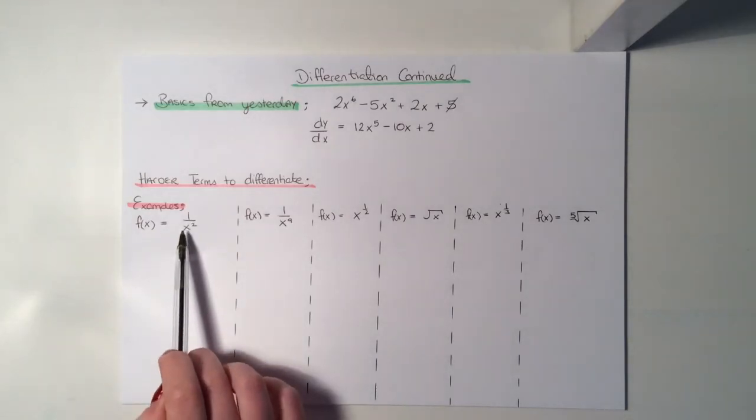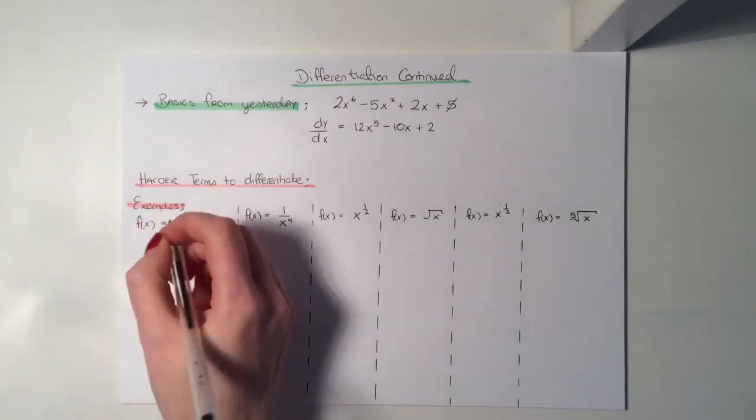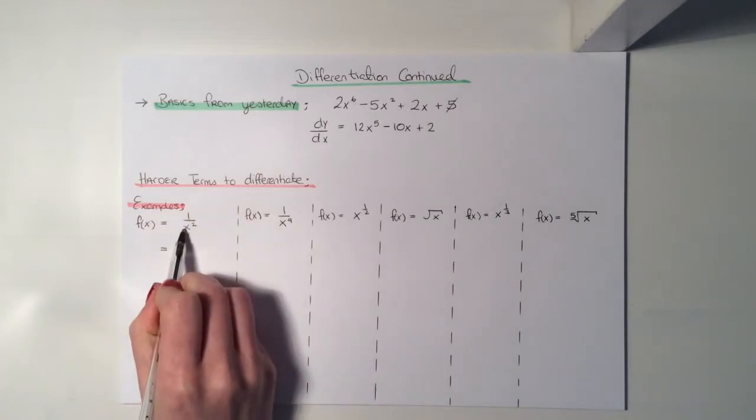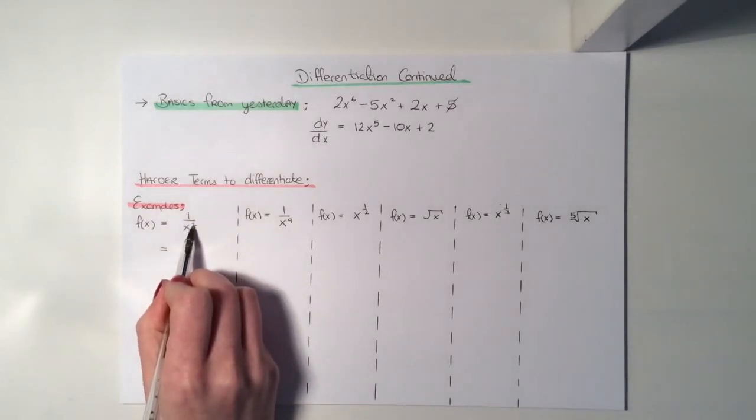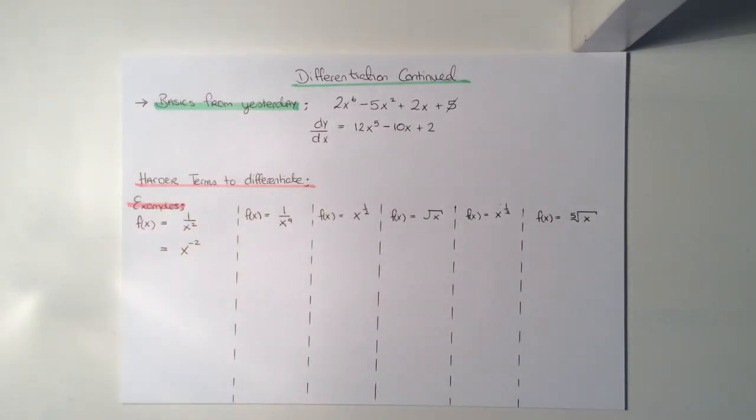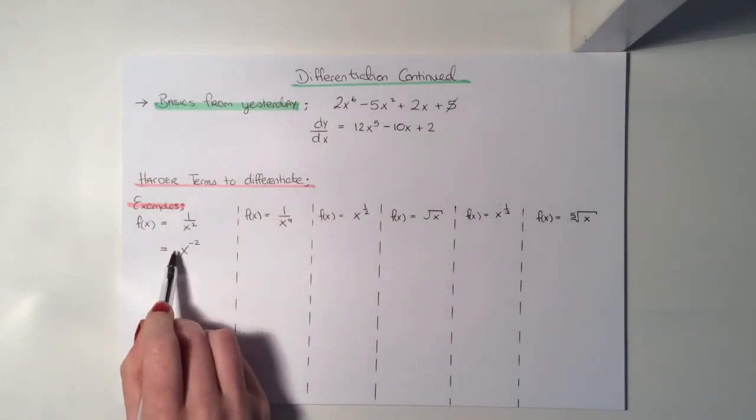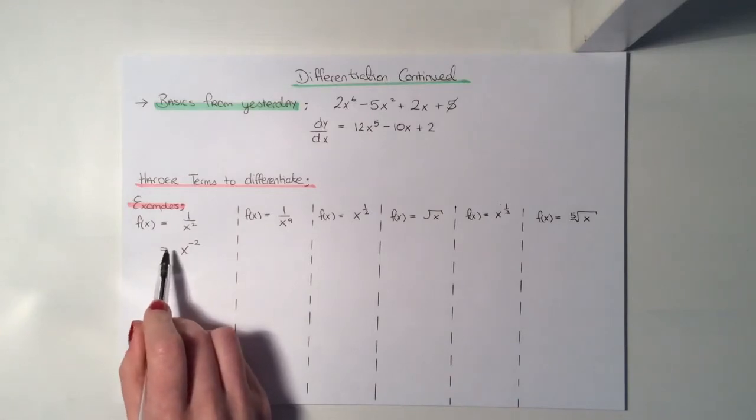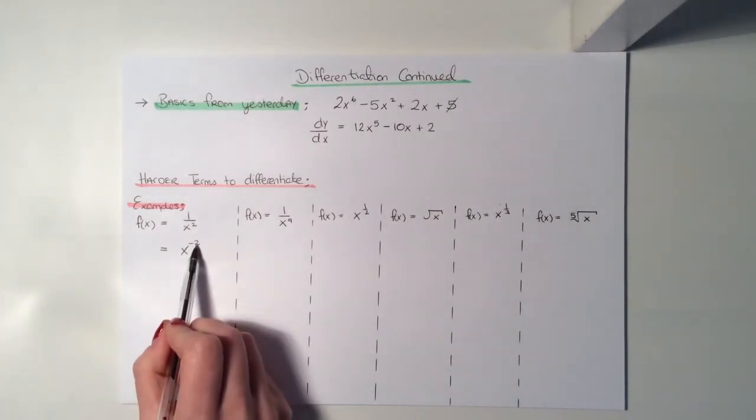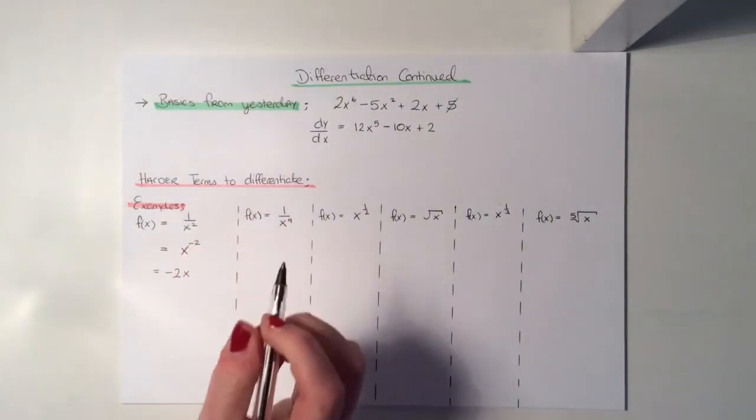So here, when you've got a fraction, you want to try to bring that denominator up, but as we bring it up, it turns to a minus. Okay, so that x to the power of 2 comes up as x to the power of minus 2. Okay, now that it's out of fraction form, we can then differentiate. Okay, so doing exactly what we did up here, minus 2 times 1. There's no coefficient written there, so we assume it's 1. So minus 2 times 1 is minus 2x.